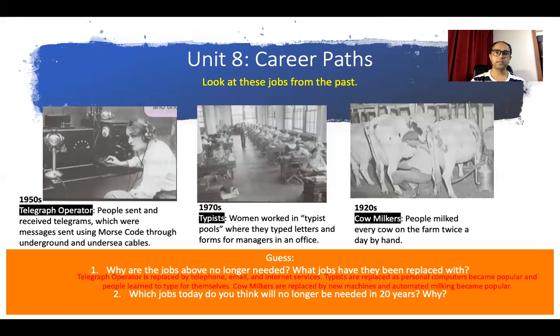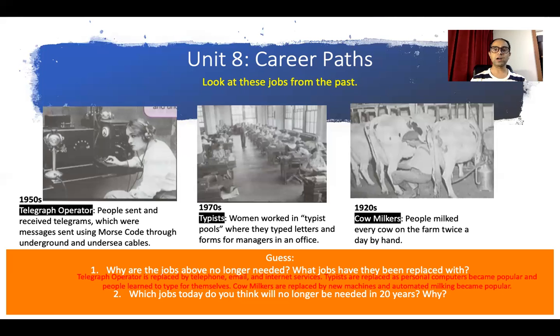First one, telegraph operator. This job is replaced by telephone, email, and internet service. That means technology replaced that job. Second job, typists. Typists are replaced as personal computers become more and more popular. And nowadays, we don't need typists. I can type everything by myself on my own computer.